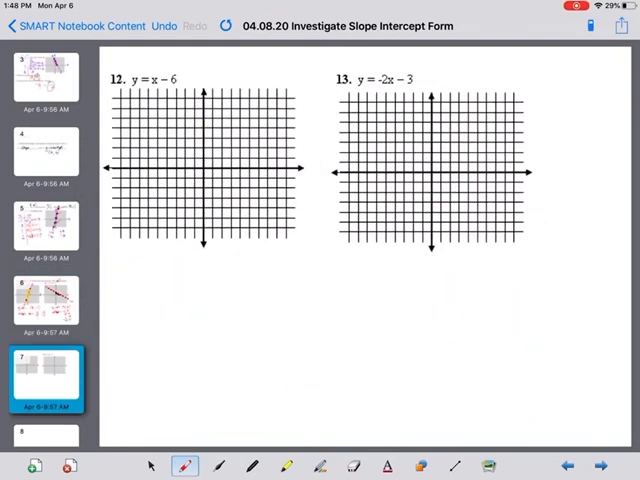All right. Now, if you haven't done 12 and 13 yet, go ahead, pause the video, do 12 and 13, and then check. All right, so the slope of 12 is 1 over 1, and the y-intercept is negative 6, 0, negative 6. So negative 6, up 1, right 1. Right? Positive is up, and positive is to the right.